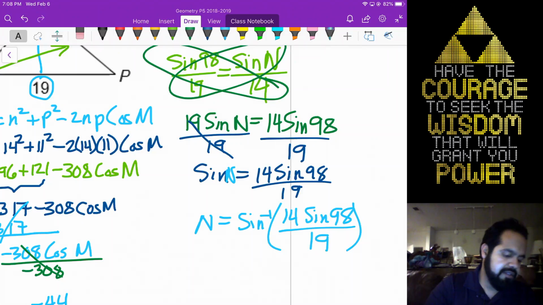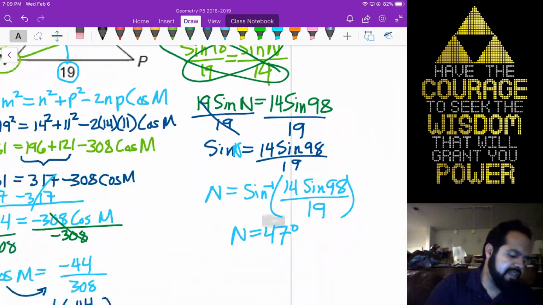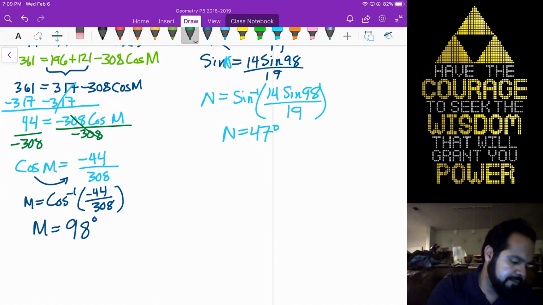Inverse sine of 14 sine 98 divided by 19. I get 46.8, so 47 degrees. Now, once you have that angle, you just remember that all three angles are going to add up to 180. So 180 minus 146.